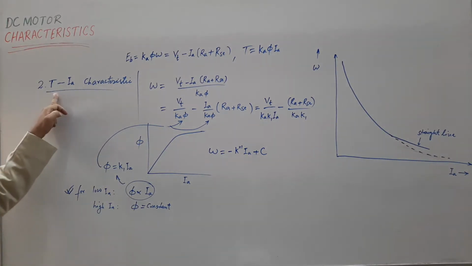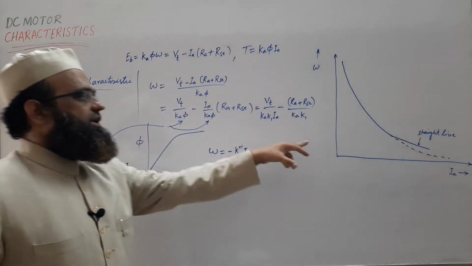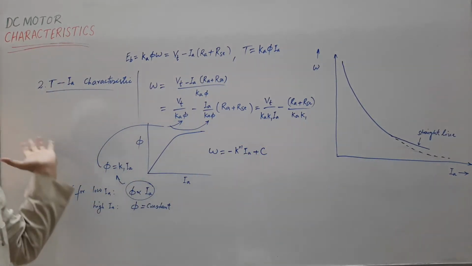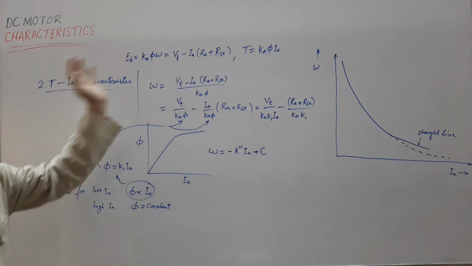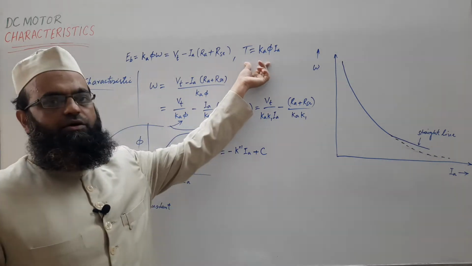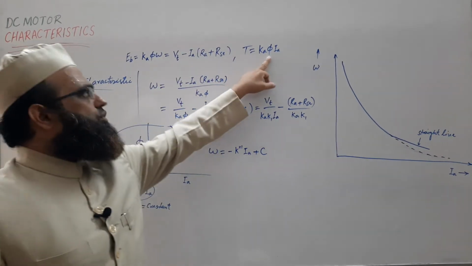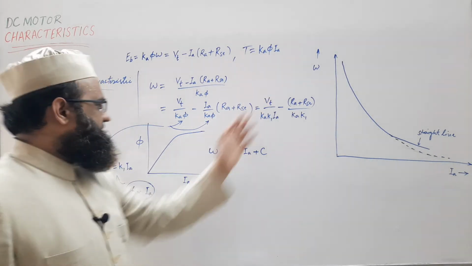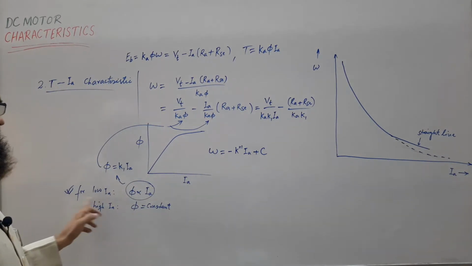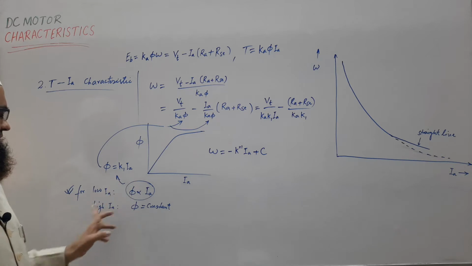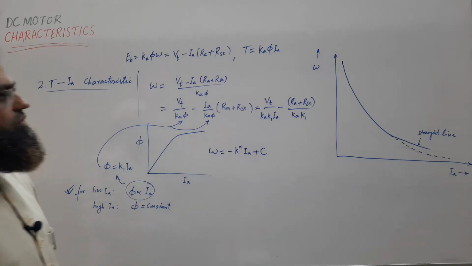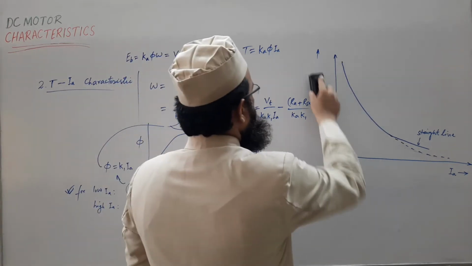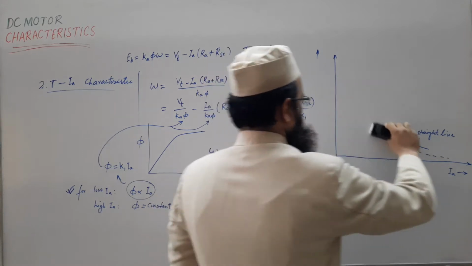Similar to speed versus armature current, we will try to write torque on one side and armature current on the other side. It is already there, so we just need to focus on this phi. For a DC series motor, for a low value of Ia, phi is proportional to Ia, and for a higher value it is constant. So now we are going to plot torque versus armature current.